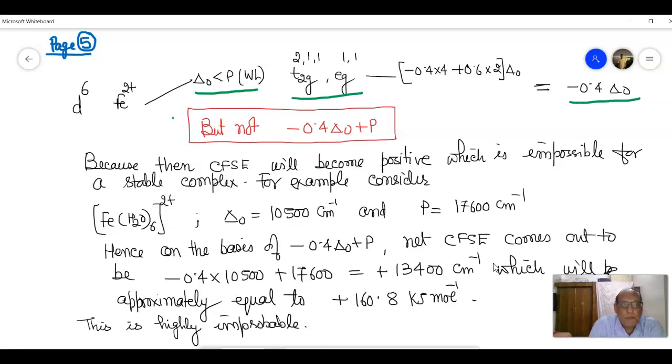But here is a word of caution. That is the first point of confusion. I have seen many students write CFSE equal to minus 0.4 delta O plus P.